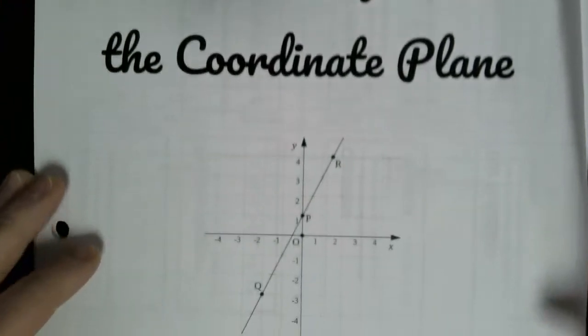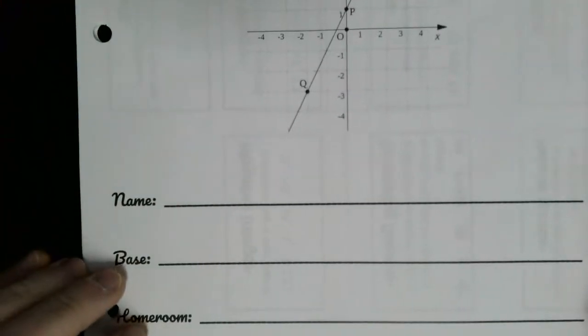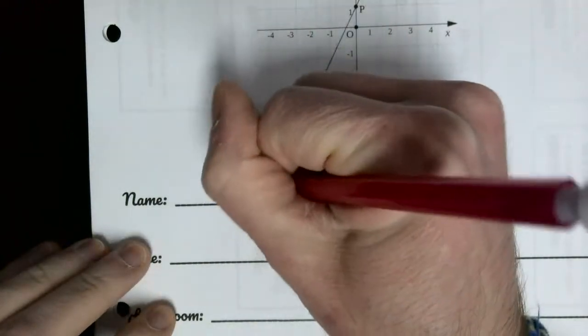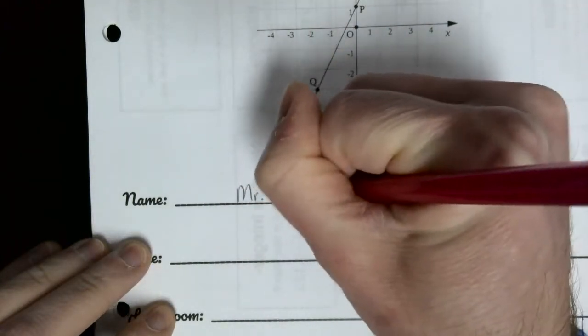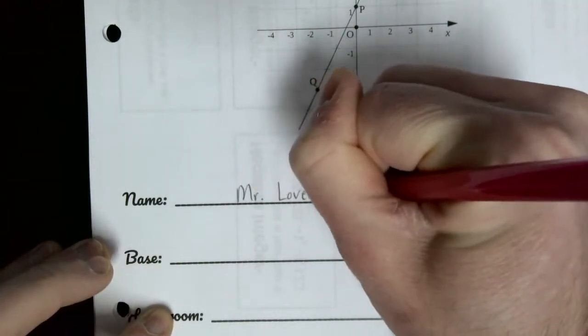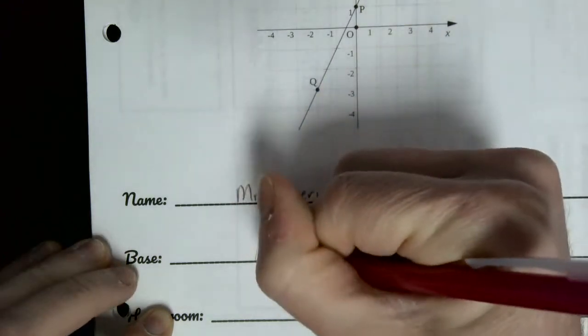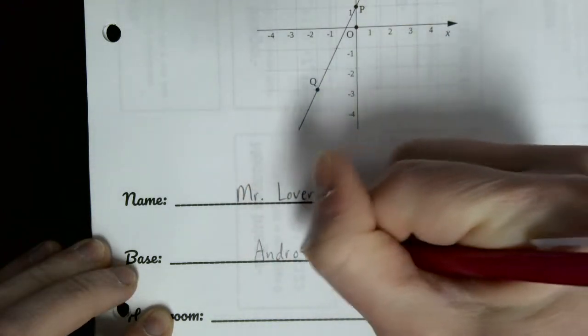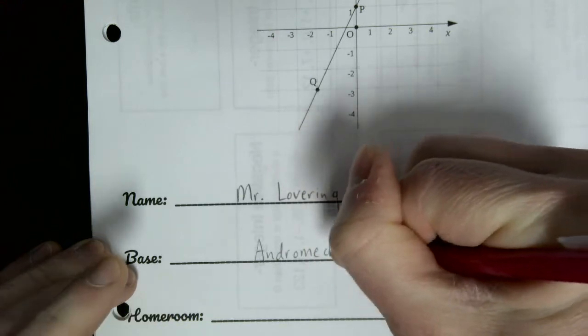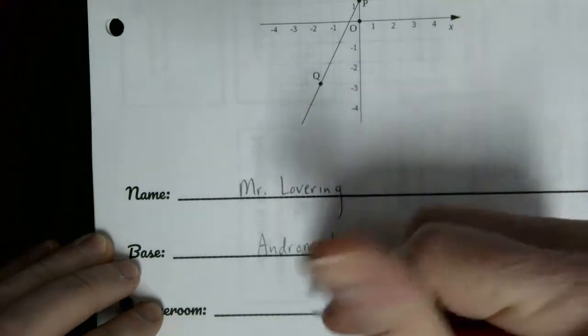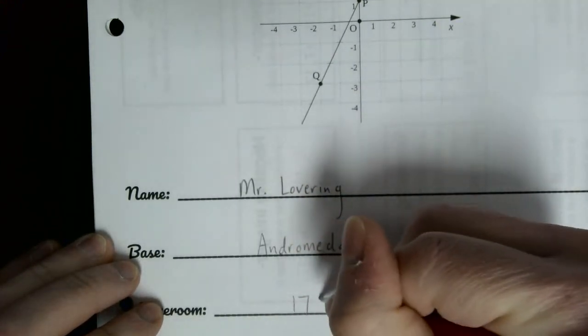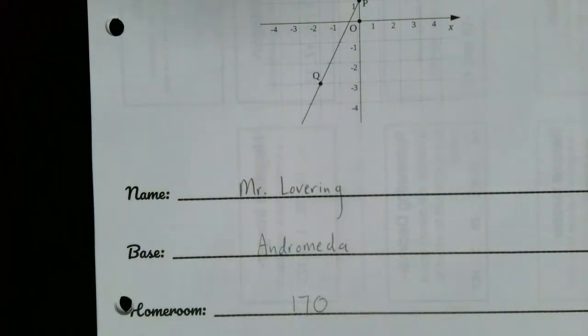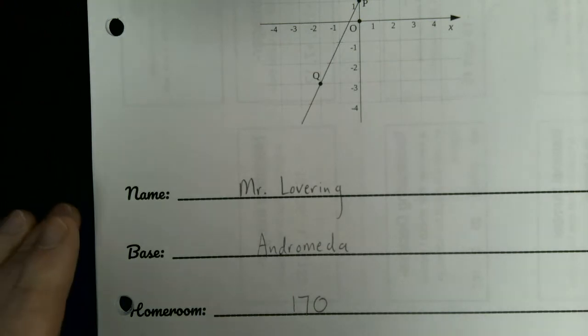So the first thing we're going to do is write our name on the bottom here. I'm going to write my name. Our base, of course, is Andromeda. And then whatever homeroom is your homeroom, put your homeroom number. I'm going to put 170, but it could be 171, 172, 173, or home, depending on who you are.